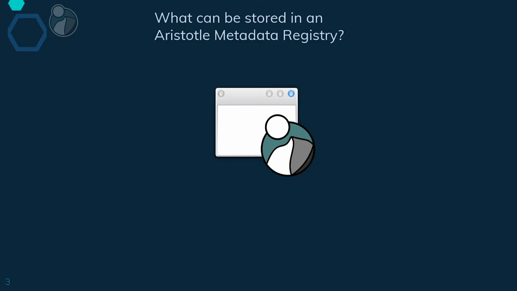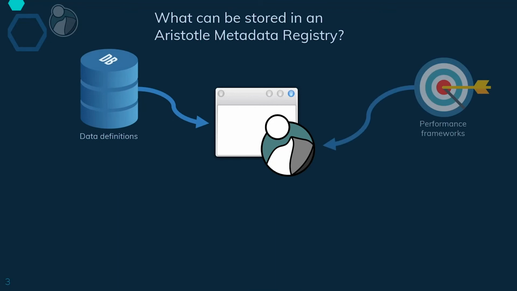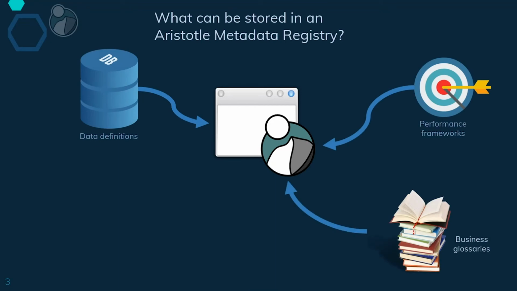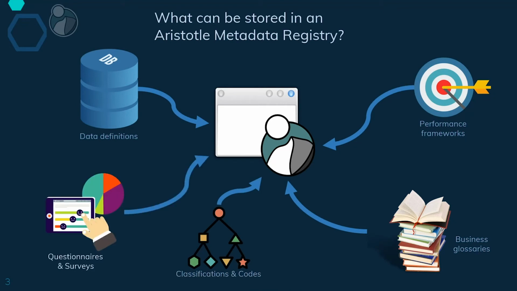So the first thing we're going to do is a quick recap about what we can put in Aristotle. We saw this slide earlier, but the idea is we can start creating our business definitions, our performance frameworks, our business glossaries, our reference data, our classifications, and our questions all in there. And we've designed the system to give you a single location to find a complete menu of all the content you can create, that can be configured by your registry to pick and choose exactly what you're able to do.